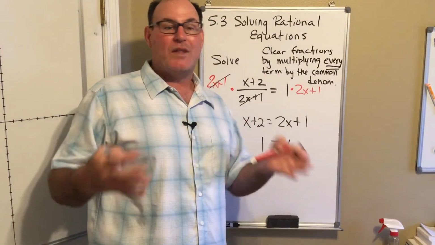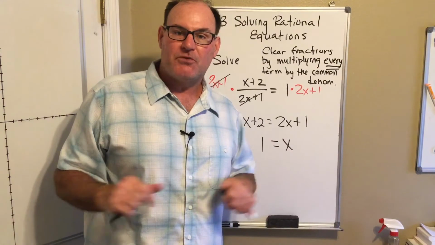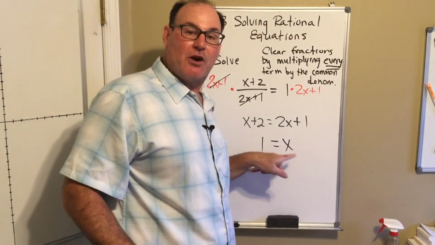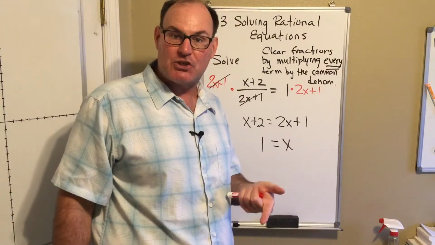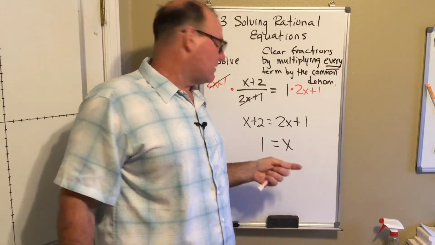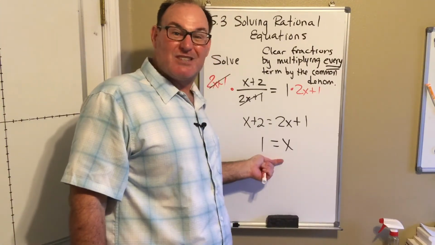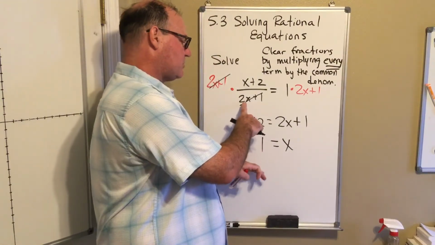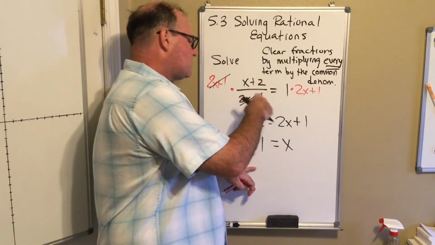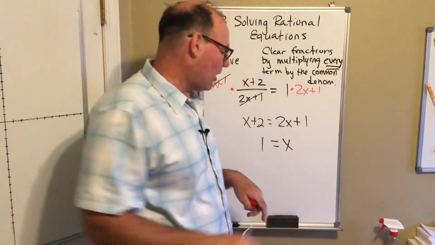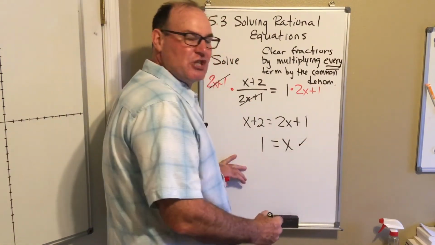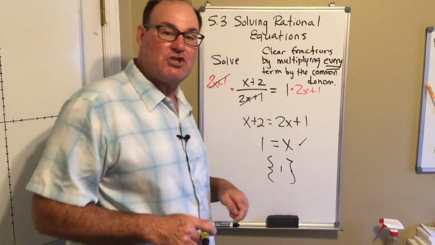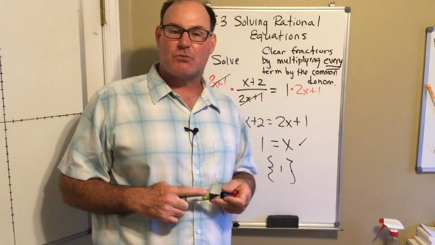Now, one thing you always have to remember to do for rational equations is make sure the answer you get is part of the domain of the original function. So all that means is just make sure this doesn't make your denominator 0. So when I put 1 back up here, 2 times 1 is 2, plus 1 is 3, so my denominator is not 0 at all. This is a great answer. It checks. Always put your answer in a set. That's good, proper math notation, and that is our first rational equation.